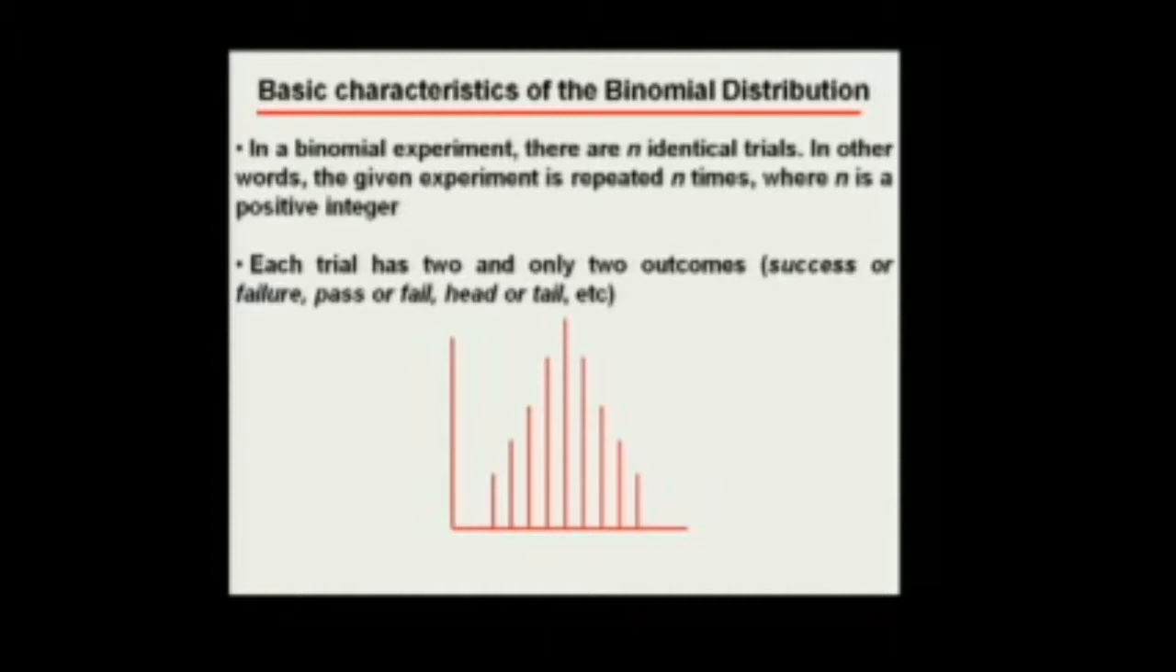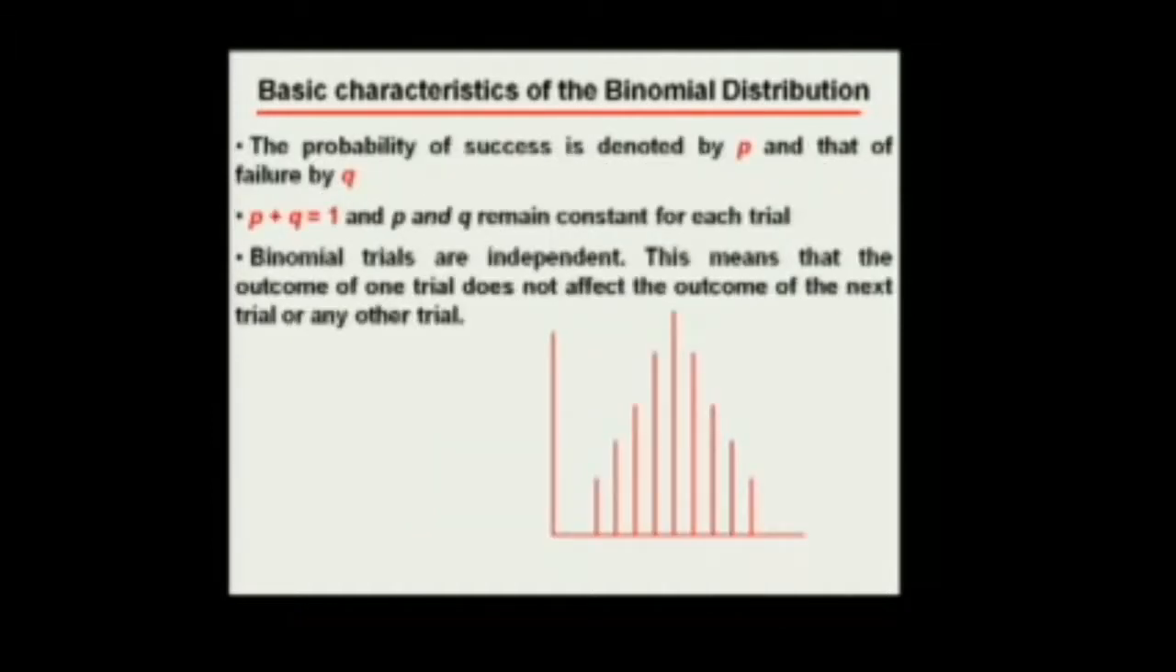So if we are inspecting, every time we do the inspection, it will have to be exactly the same as before. Now, each trial will have two and only two outcomes: success or failure, pass or fail, head or tail. So these are basic characteristics of the binomial distribution. We know the probability of success is p, and the probability of failure is 1 minus p, since the sum of probabilities is 1, or we can use the symbol q, which is also 1 minus p, to indicate the probability of failure. Binomial trials are independent, so no trial will affect the trial before or the trial after. This means that the outcome of one trial does not by any means influence the outcome of any other trials.